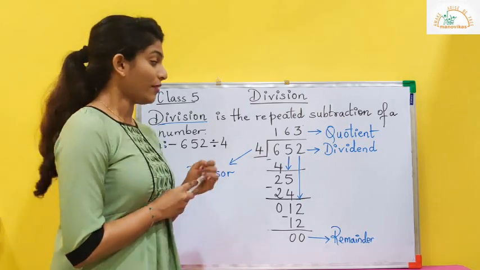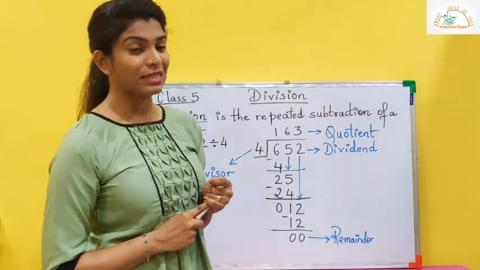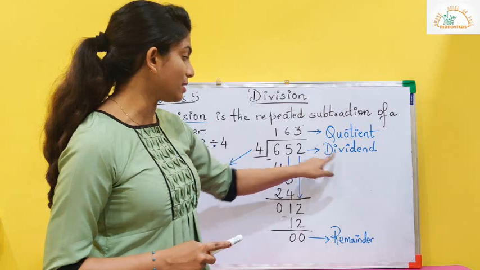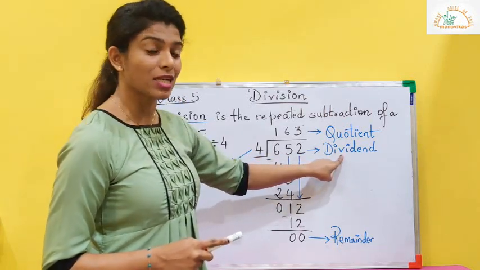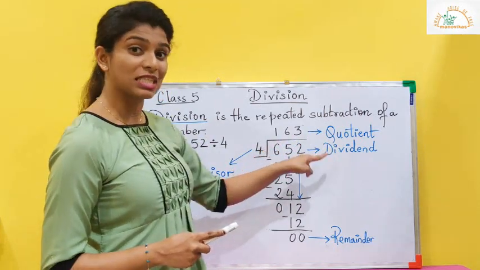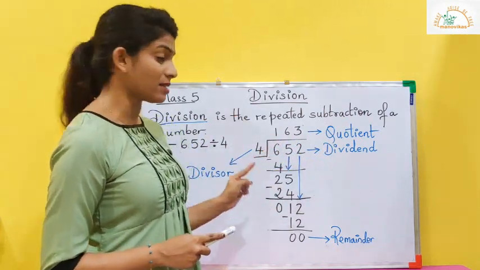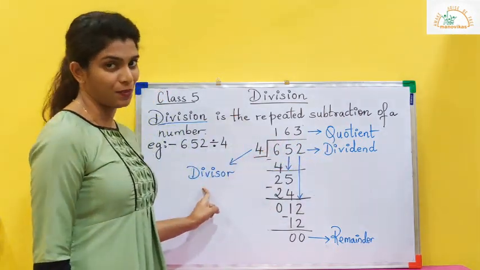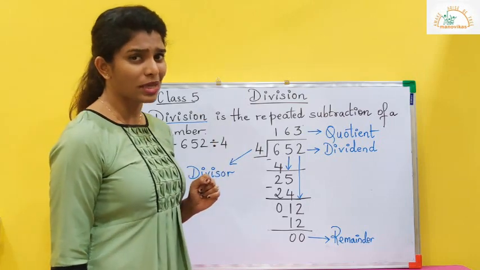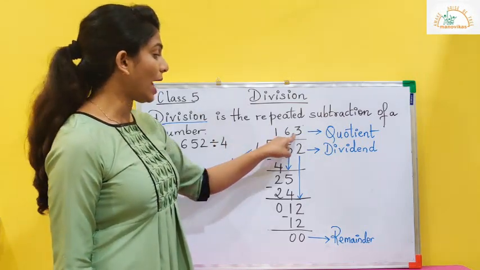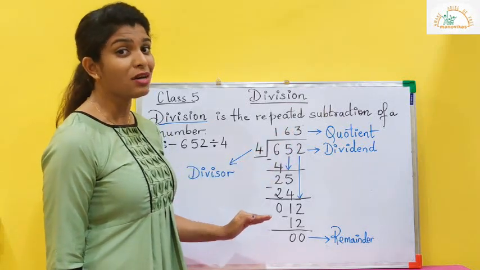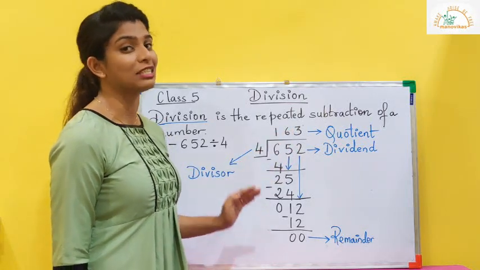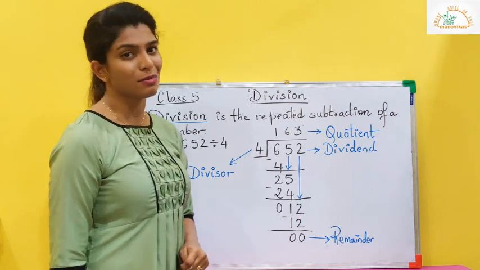Now, the number which is being divided is known as dividend. The number by which the dividend is divided is known as divisor. And the answer we get is known as quotient. We write it on top. And the number which is left over after the division is known as a remainder.